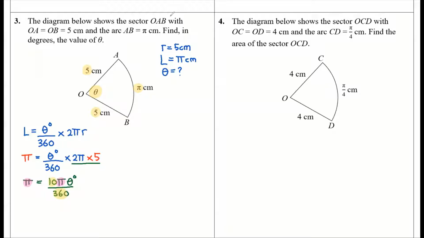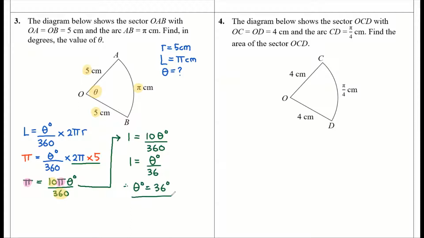Let's just do it bit by bit. I'm going to move across to here so I've got a bit more space. I'll cancel the pi's out. So this is going to be 1 is equal to 10 theta degrees divided by 360. And then if I cancel down that, we get 1 is equal to theta degrees over 36. And there's our answer revealed. So therefore theta degrees is equal to 36 degrees. Okay, so that's that one.